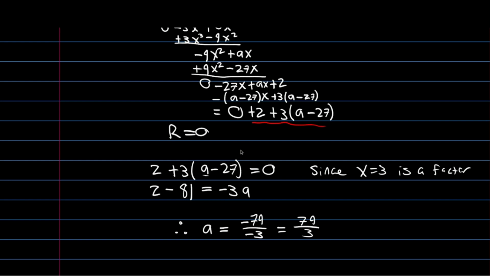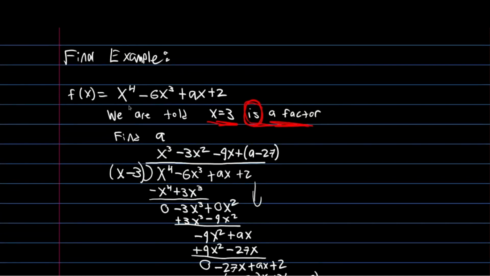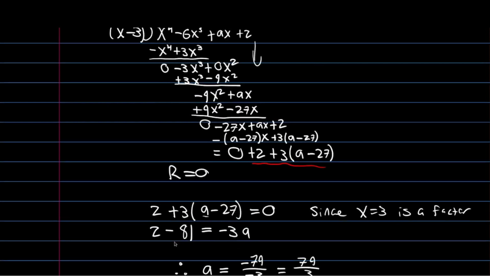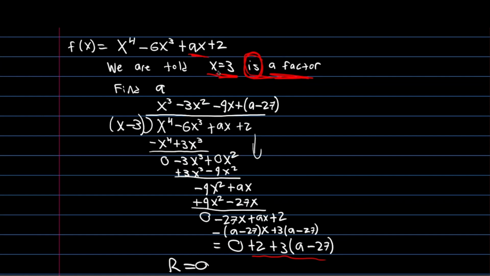So therefore, if we were to take this full f of x, we found a equals 79 over 3. And depending on how you want to represent that, you may simplify it further. You may represent it in perfect fraction form or in decimal form, however you want. But this is another application of polynomial division, and that is we're given this unknown factor. We know that we want x equals 3 to be a factor of the polynomial, so we simply solve for what this variable a is equal to.